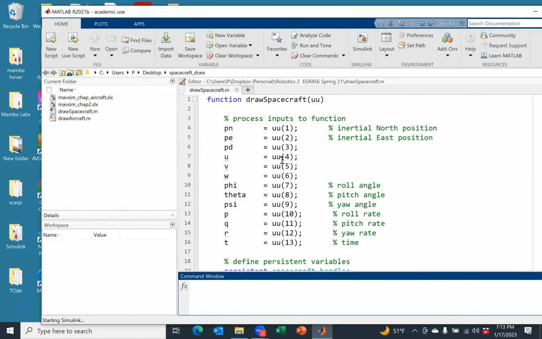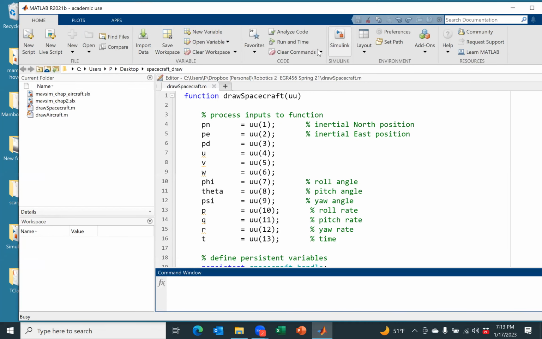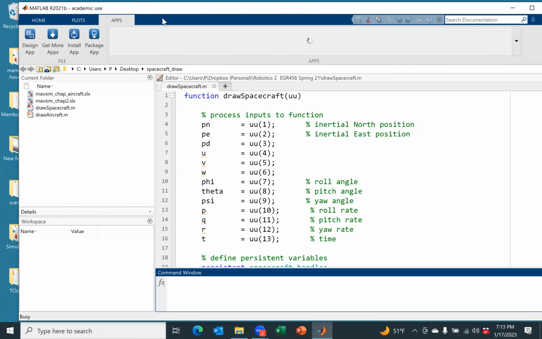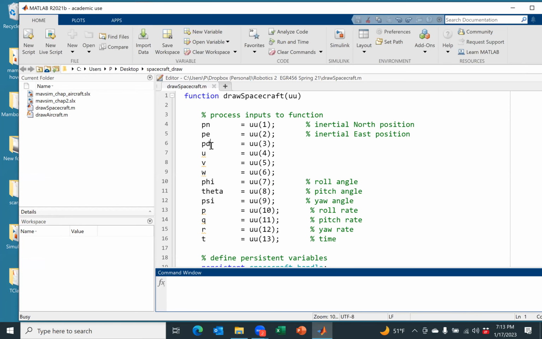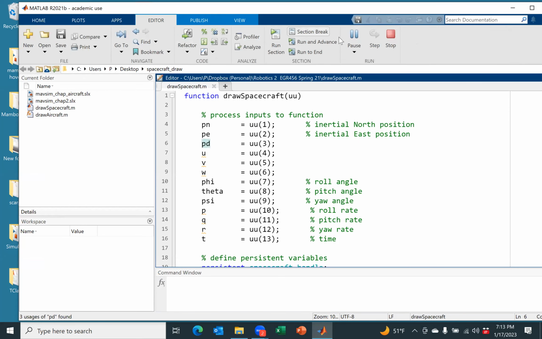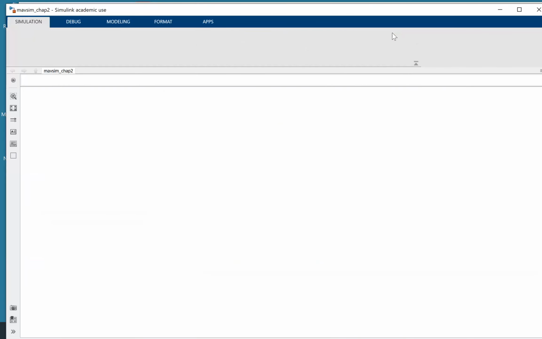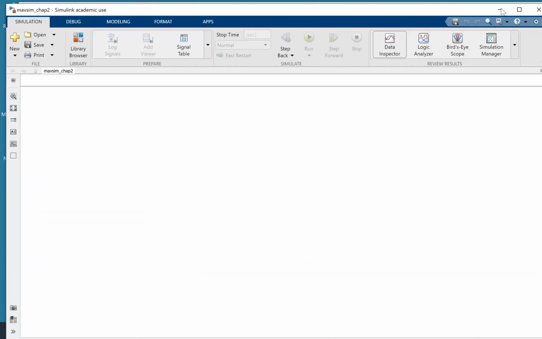First, I need to make sure that I have the correct folder, so I need to change the folder, because if the folder is not correct, it will not run. The Simulink file and the MATLAB file have to be in the same folder.